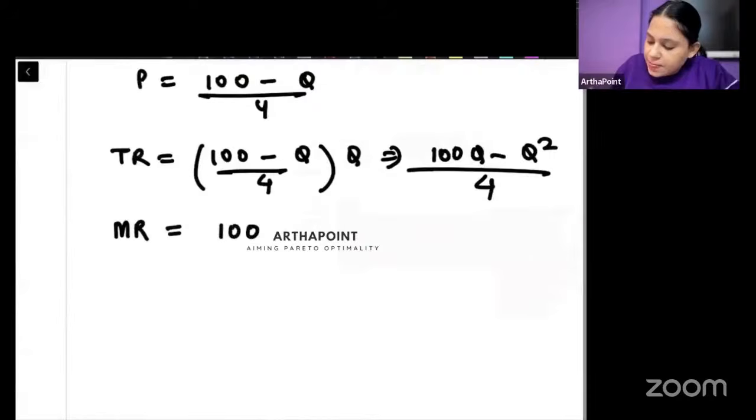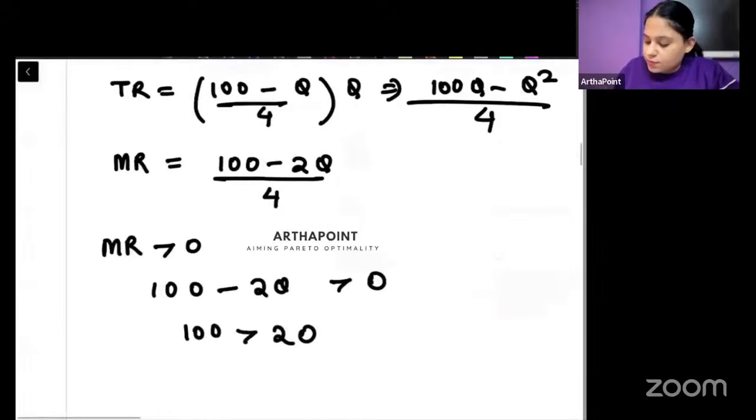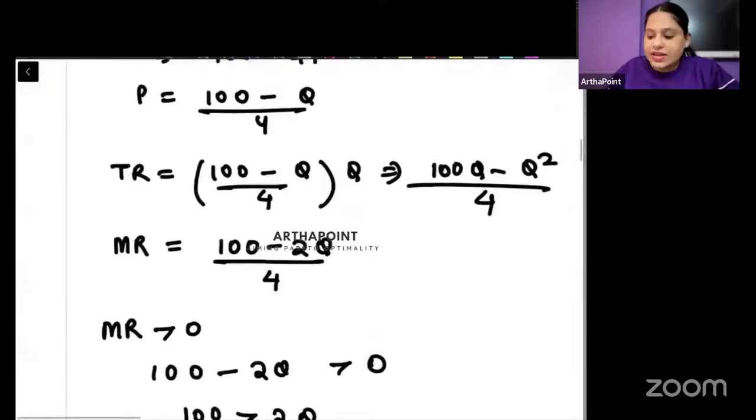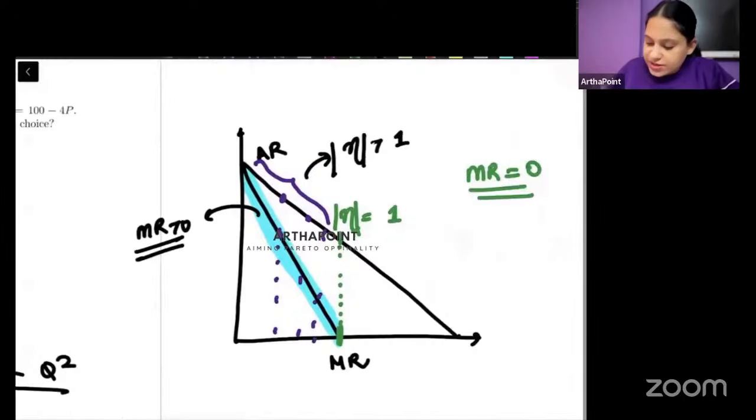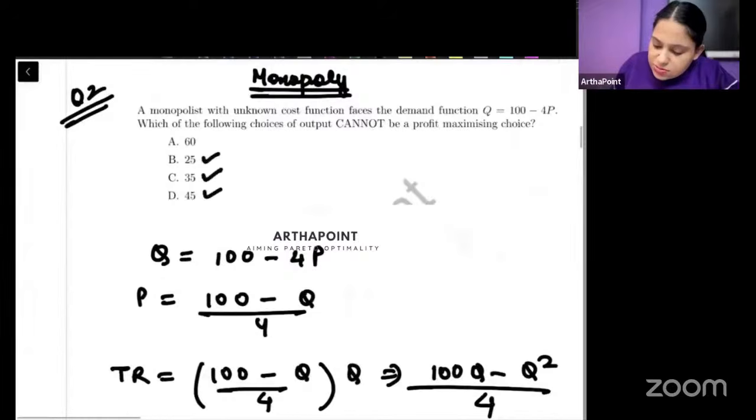MR will be 100 minus 2Q by 4. MR should be greater than 0. 100 minus 2Q greater than 0. 100 greater than 2Q, so Q less than 50. My quantity can only be up to 50. This quantity that I have here can be up to 50, which means that this is possible, this is possible, this is possible, but this is not possible. You can go ahead and use the other approach also, which is fine.